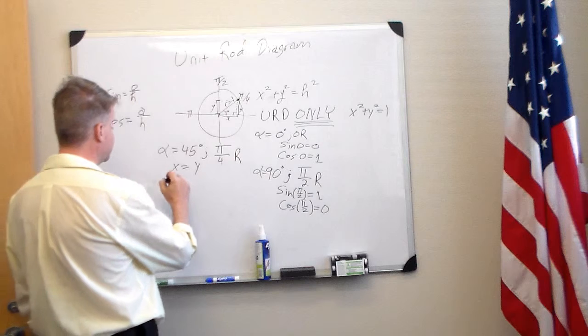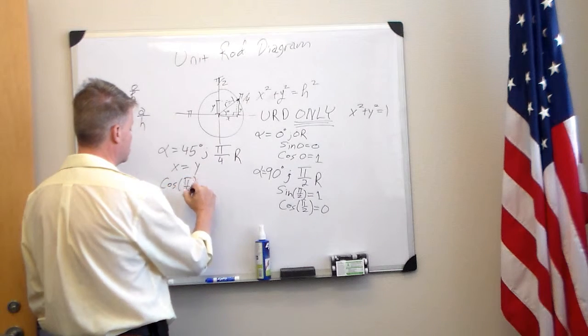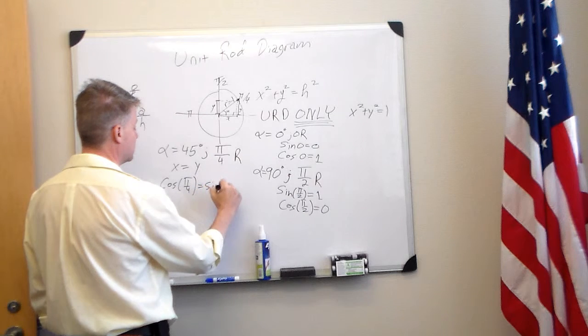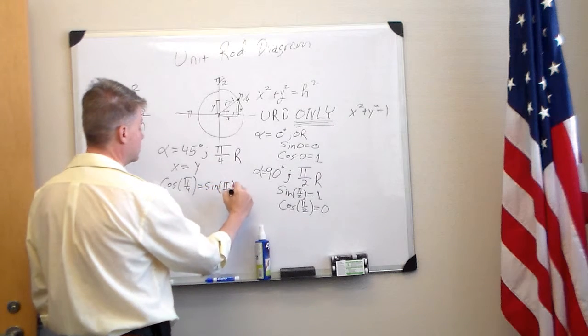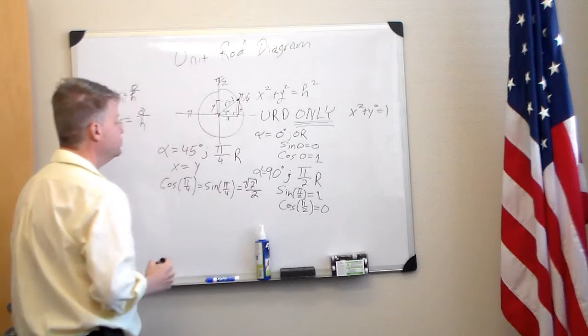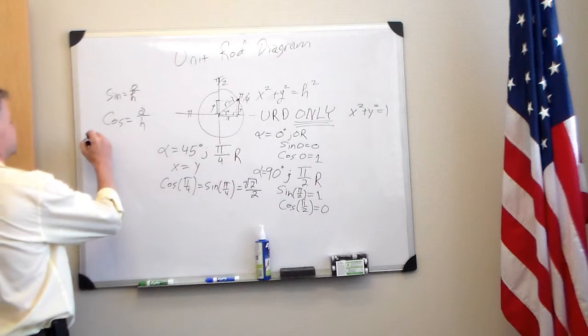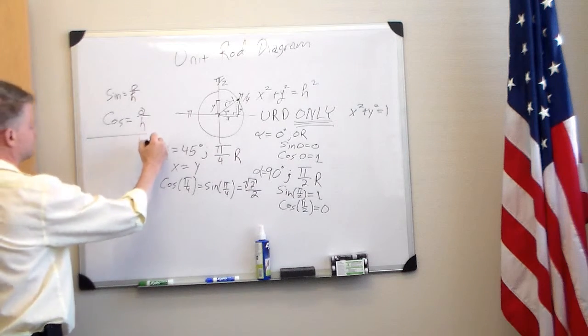And what they tell us is cosine of pi over 4 is equal to sine pi over 4 is equal to root 2 over 2. Is that correct? Well, I want you to think about this.